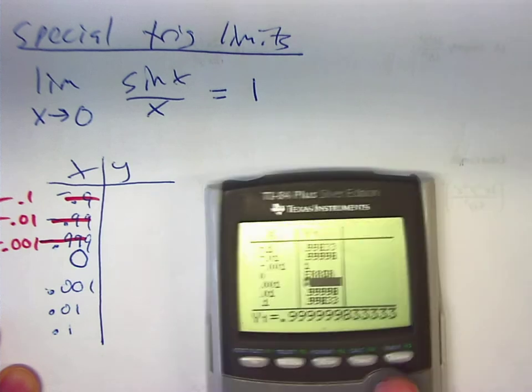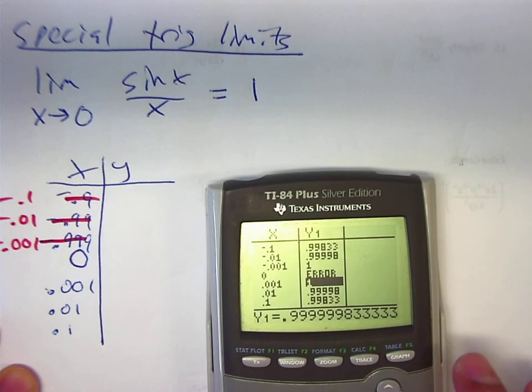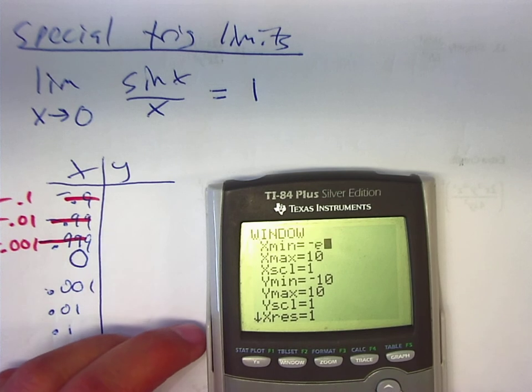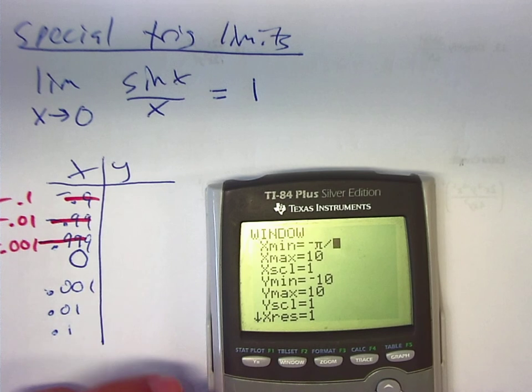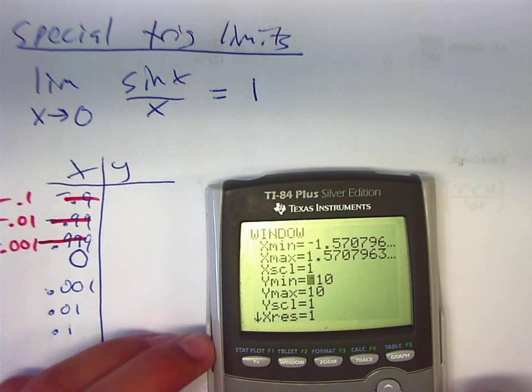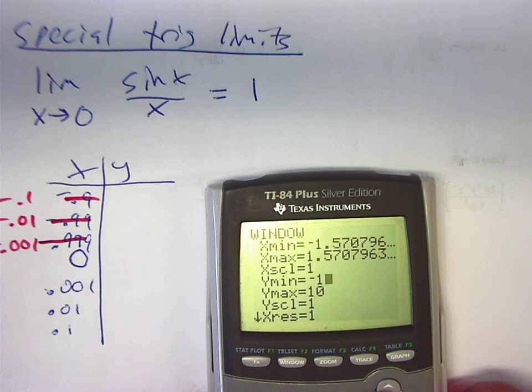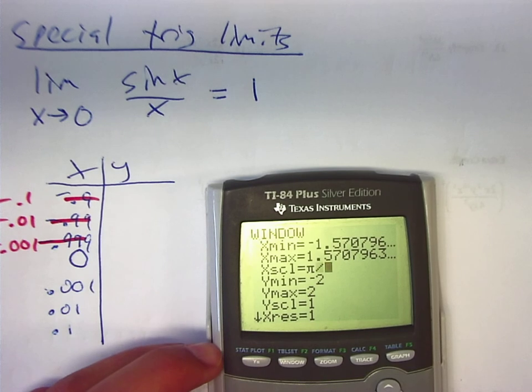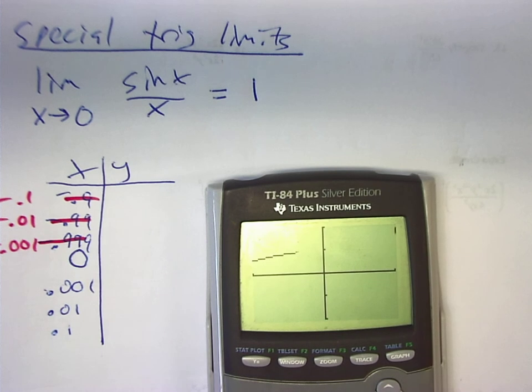Okay, now if we look at the graph, let's change our window when we graph this to something normal like negative pi over 2 to pi over 2. Let's go negative 2 to 2 for the y direction. All right. So here's the sine of x over x graph.